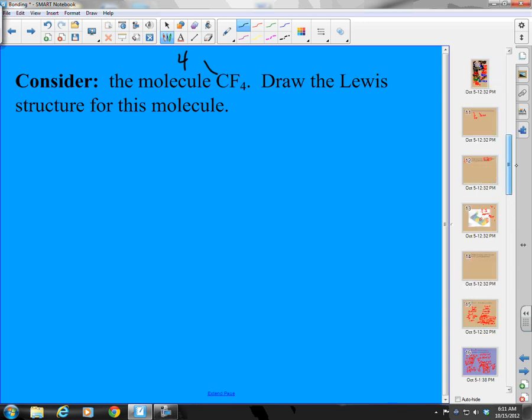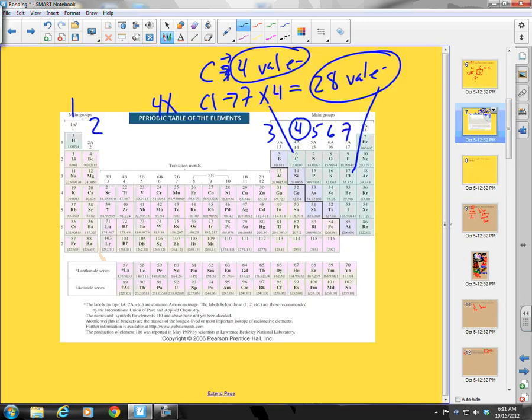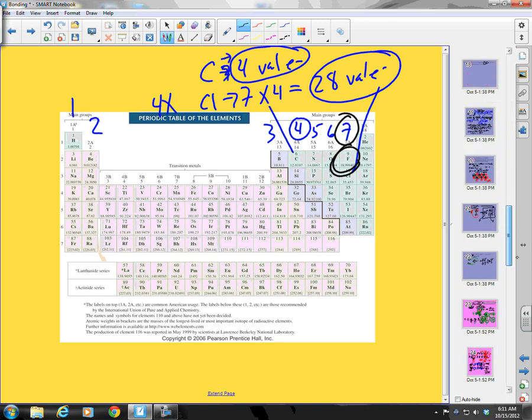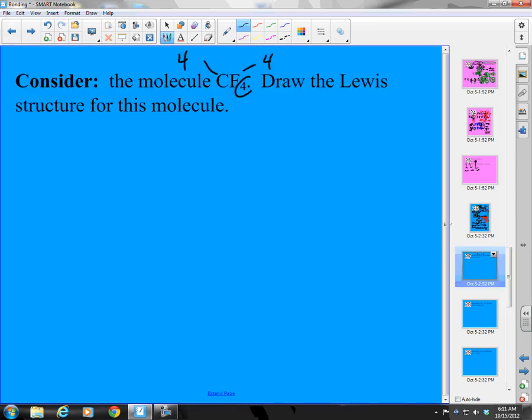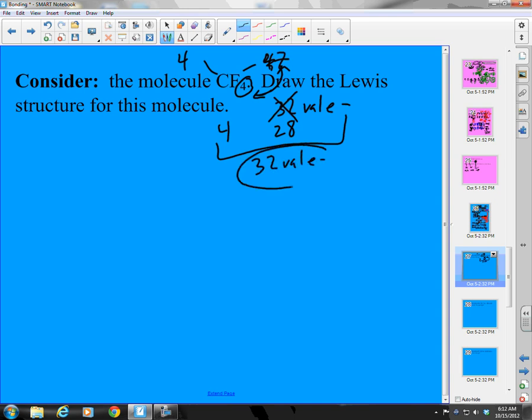Let's go up to fluorine on our periodic table. Here is fluorine. How many valence electrons? 7. Sorry, I just can't read. I have 4 times 7, so that means I have 32 valence electrons from fluorine. I have 4 from carbon. I add those up. No, that's wrong. 4 times 7 is what? 28. I can't add. So 4 plus 28 is 32 valence electrons. So that's how many I need to show in my drawing.